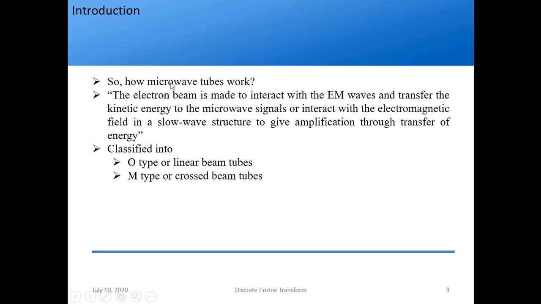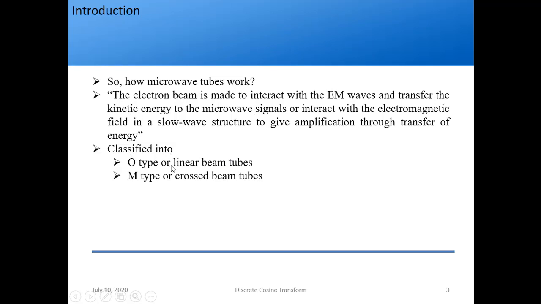Whose kinetic energy? The electrons will be traveling, so they will have kinetic energy. So if we retard them, that is reduce their energy, naturally the energy will be transferred to the microwave signal and we'll get amplification. This transfer of energy is also called interaction with the electromagnetic field in a slow wave structure, and this gives amplification through transfer of energy. Again, this is a very crude way I have explained with the help of a BJT as an analogous thing. We will see this in detail in the construction and working of the tubes.